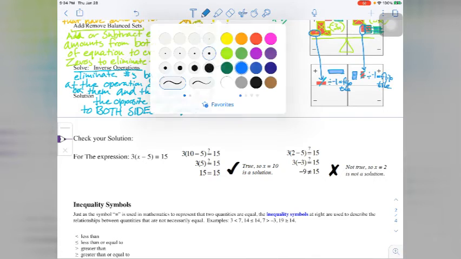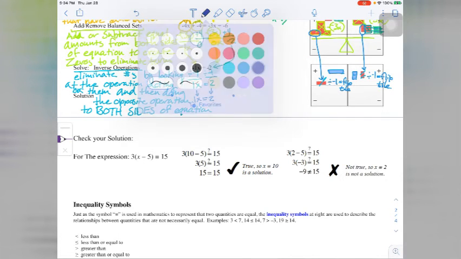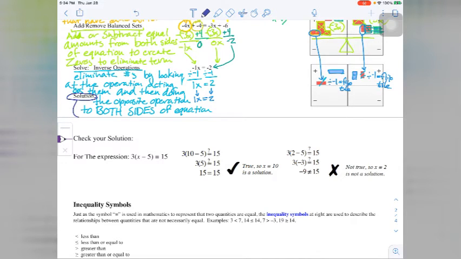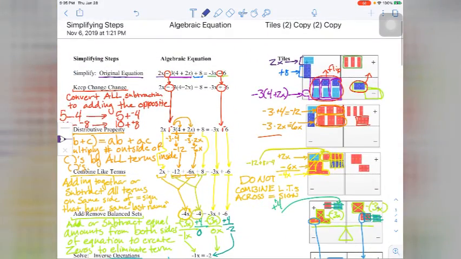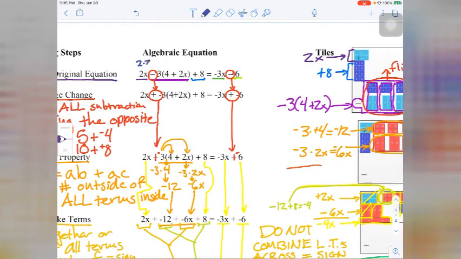So finally, what we have now is called the solution. I buried it back here, but this is the solution. And the solution is the value for x that makes an equation true.